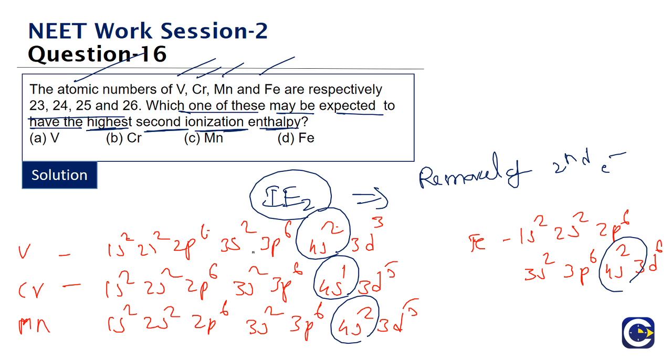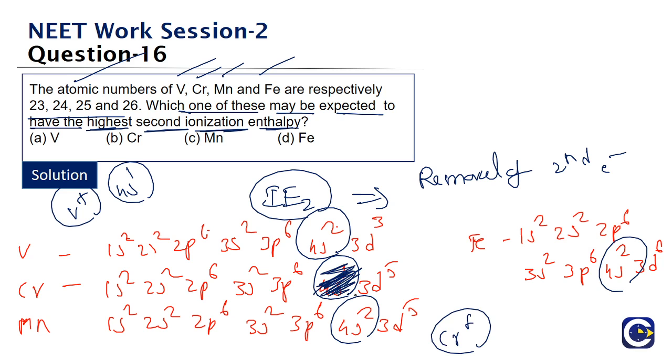Now vanadium, how many electrons are there in the 4s level? 2 electrons. It means when we remove one electron, in vanadium plus we will still have a 4s1 structure. Whereas in chromium plus, chromium is 4s1. We remove one electron, which means this 4s level itself will not have any more electrons. Chromium plus will have, as the outermost structure, 3s2, 3p6, 3d5. Now we will have to remove an electron from 3d5.